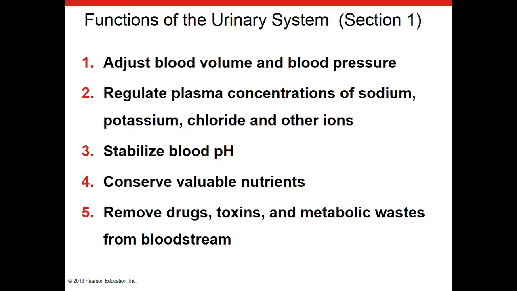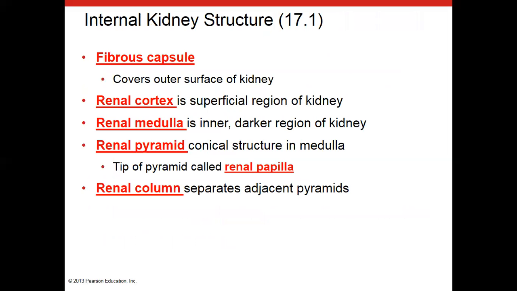Conservation of valuable nutrients: a lot of nutrients that are filtered out of the blood, like blood glucose, actually get reabsorbed back into the blood. And also the removal of drugs, toxins, and metabolic waste from the bloodstream. So there's a lot of things the kidneys can do. The functional unit of the kidney is called a nephron. Remember, we'll come back to that over and over again.